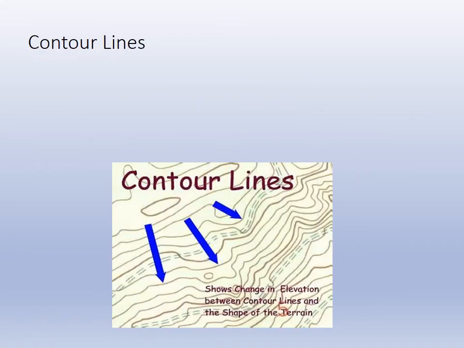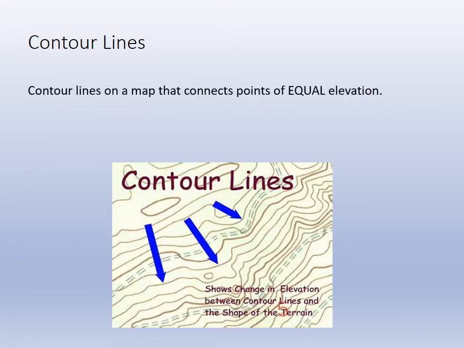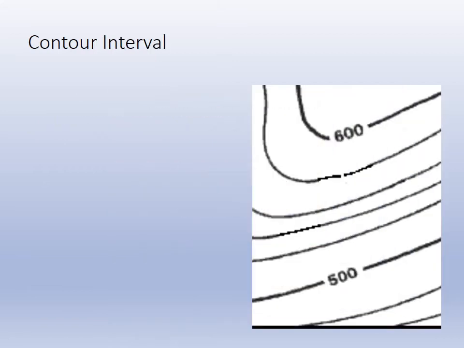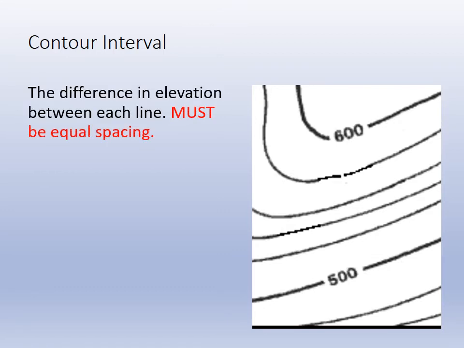So those are contour lines. They show change of elevation. Any place on that same line is equal. They can be used to show the shape of the landforms. We call the difference relief. In math, it's called slope. That's the change in elevation. The contour interval is the distance or change in elevation between two lines. You can see here the contour interval is 20.